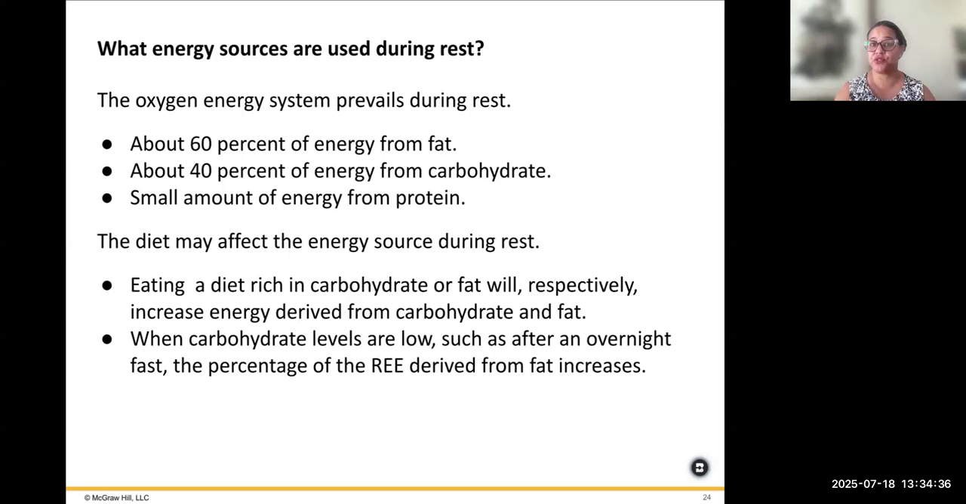What energy sources are used during rest? He went over it a little bit in the video: the oxygen energy system prevails during rest, about 60% of energy from fats. We get about 40% of our energy from carbohydrate when we're at rest. We do get a small amount of energy from protein. The diet may affect the energy source during rest. Eating a diet rich in carbohydrates or fat will increase energy derived from carbohydrate and fat, depending on what you're eating. When carbohydrate levels are low, such as after an overnight fast, the percentage of the REE derived from fat increases.